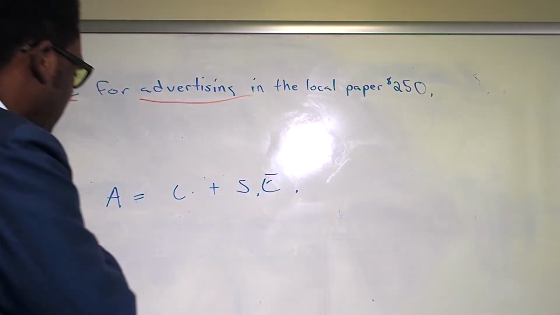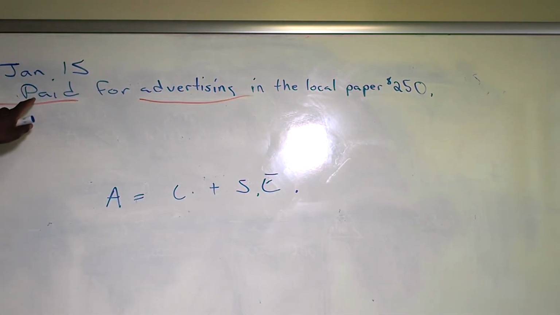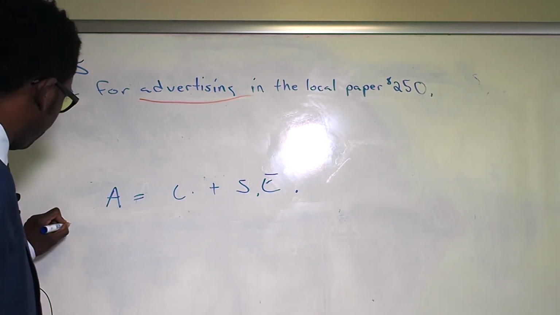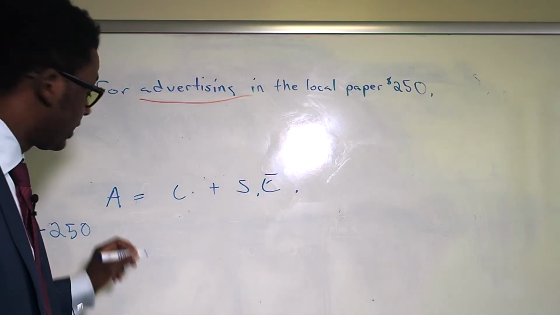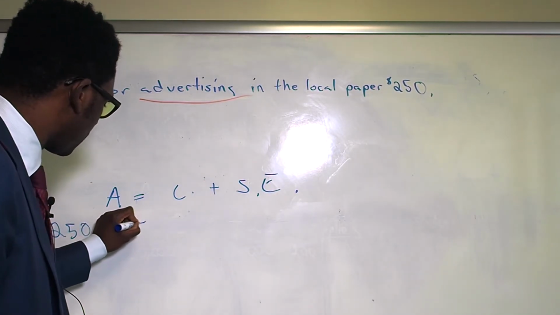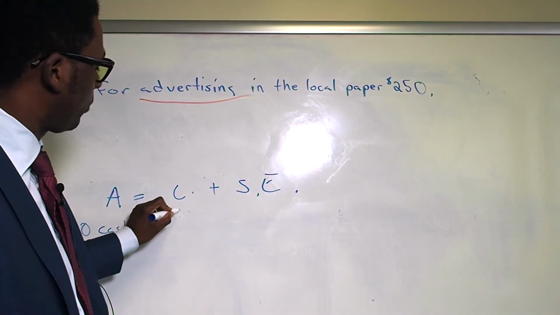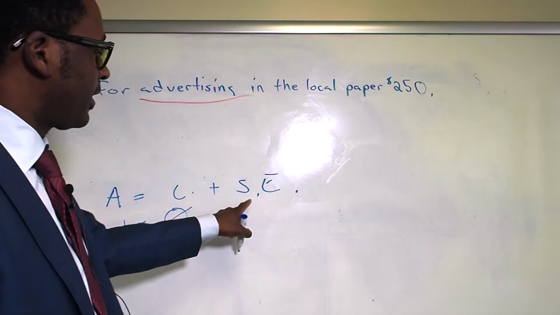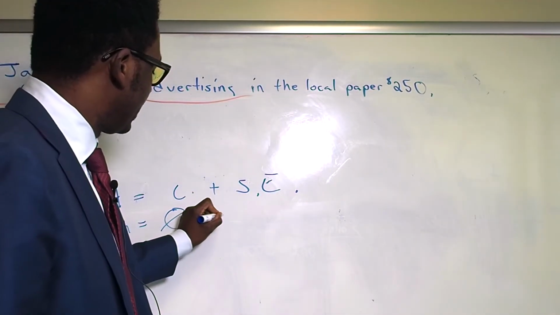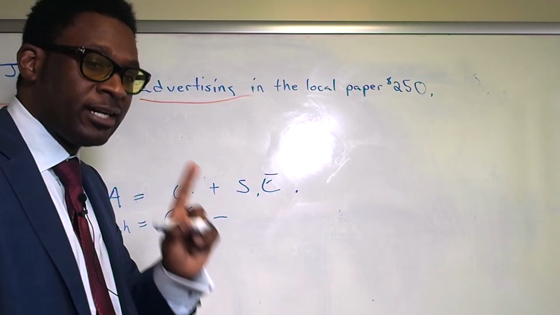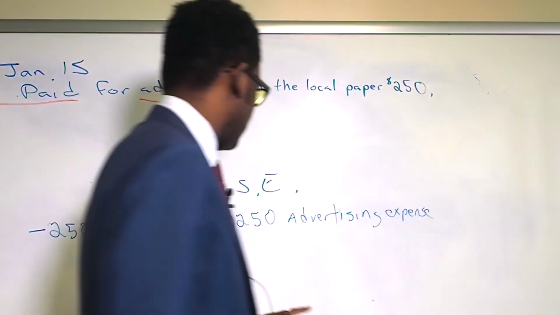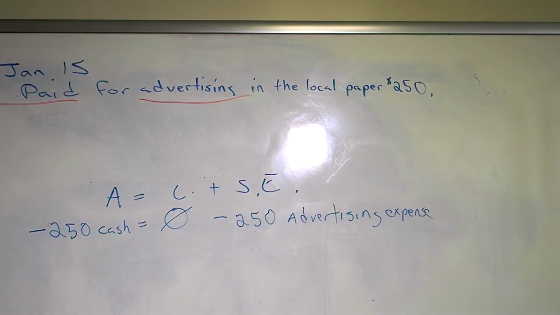So how does this affect the accounting equation? We see the keyword paid, so we know that our assets went down by $250 under what account? Cash, of course. We should know that we have no liabilities, no things that we owe. And we also know that our stockholders' equity is going down because of our advertising expenses. And we are done.